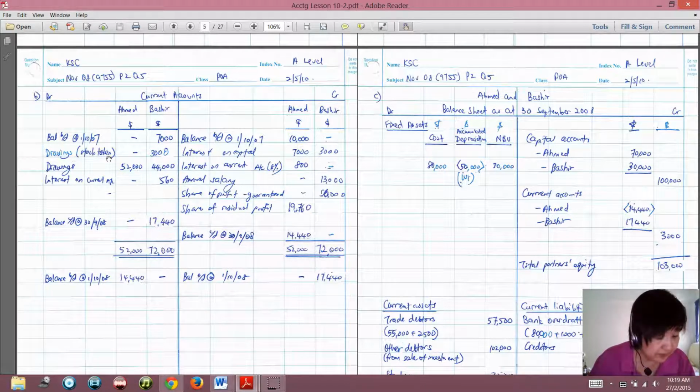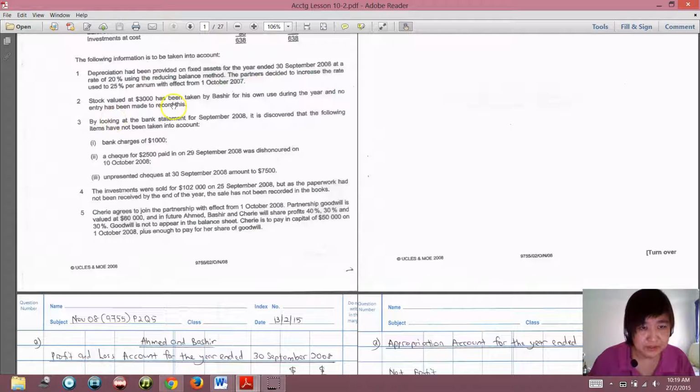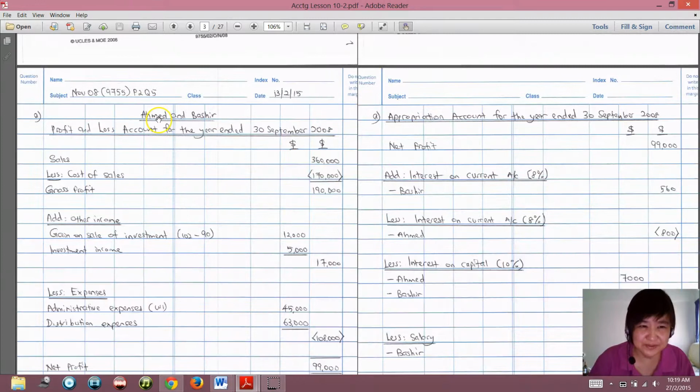Then if you look at additional information number 2, it says that stock value at 3,000 has been taken by Bashir for his own use during the year, and no entry has been made to record this. So he is indirectly taking money out of the company for his own use. He is not taking out cash, but he is taking out stock, which is also like indirectly taking out money from the company for his own use.